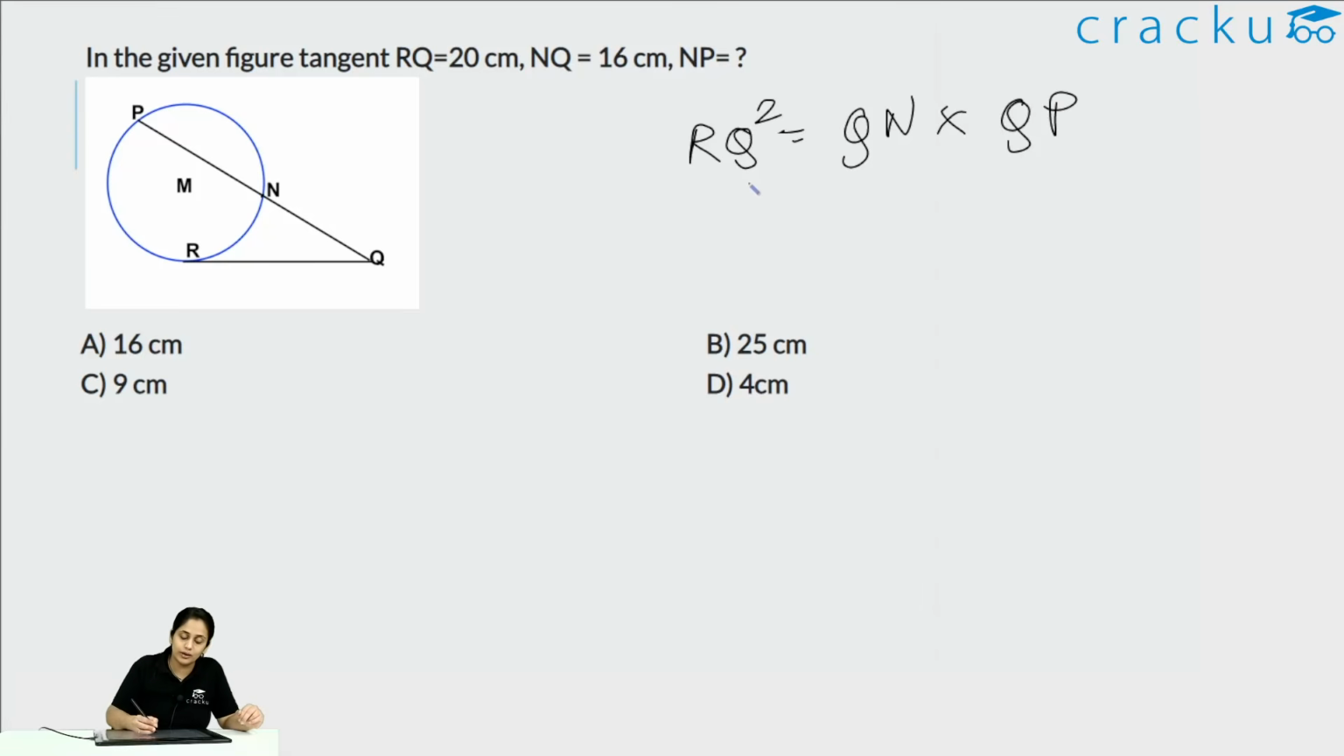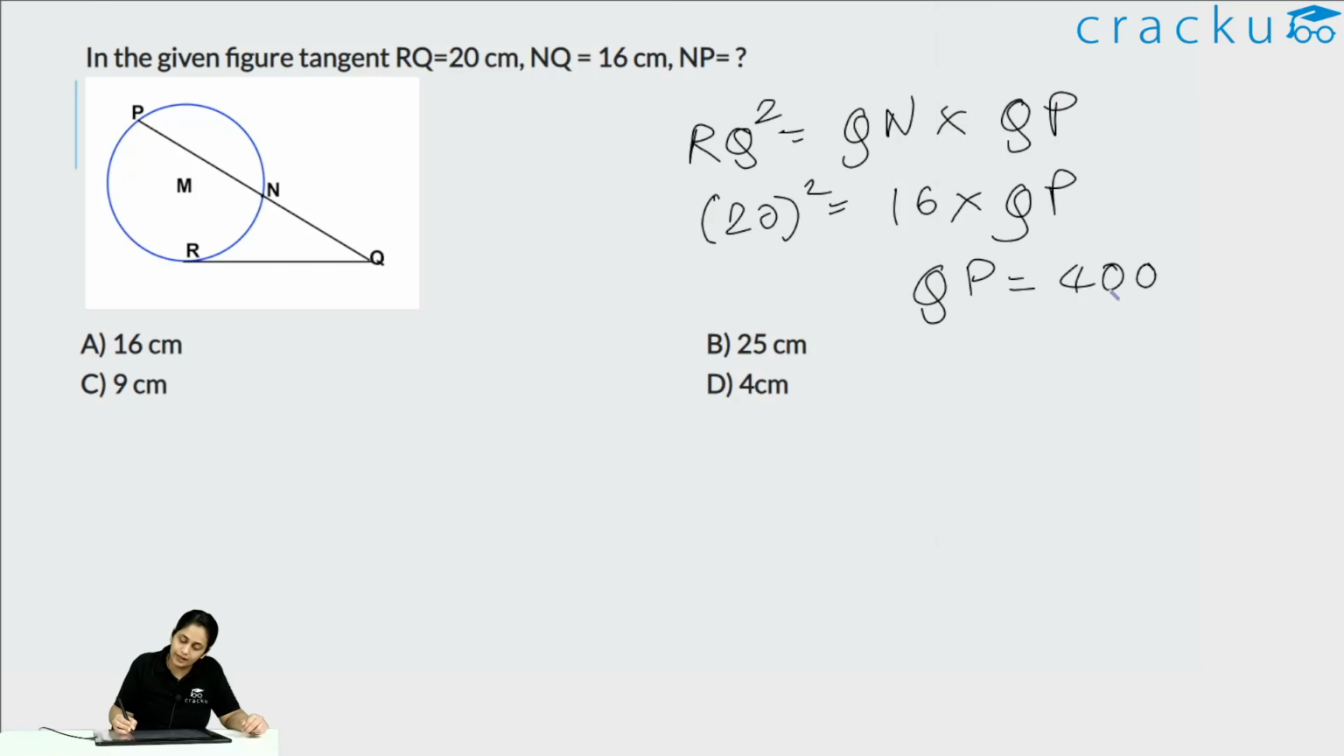So RQ square is how much? This is 20 square is equal to QN, that is 16, into QP. So QP is equal to how much? That is 400 by 16, which is equal to 400 by 4... that is 25. So QP is 25. So if QP is 25, what is NP?